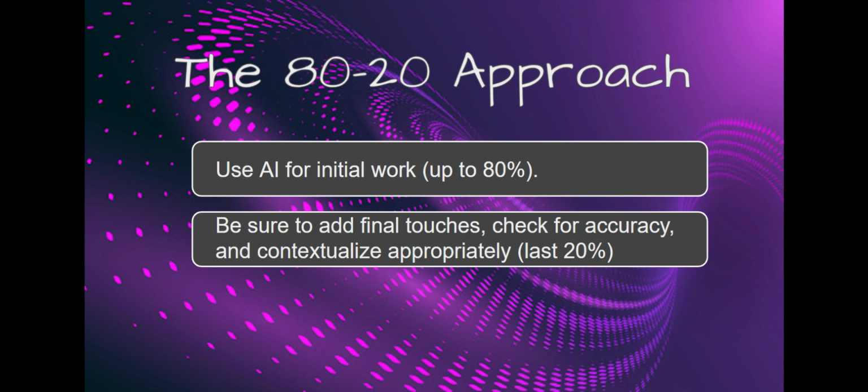So, we're going from you having to do 100% of the work down to maybe having to do about 20% of the work, especially once you learn how to use the AI a little bit. It will speed up your workflows tremendously.